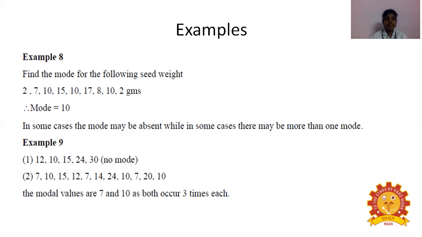Next problem: 7, 10, 15, 12, 7, 14, 24, 10, 7, 20, 10. The modal values are 7 and 10, as both occur 3 times each.